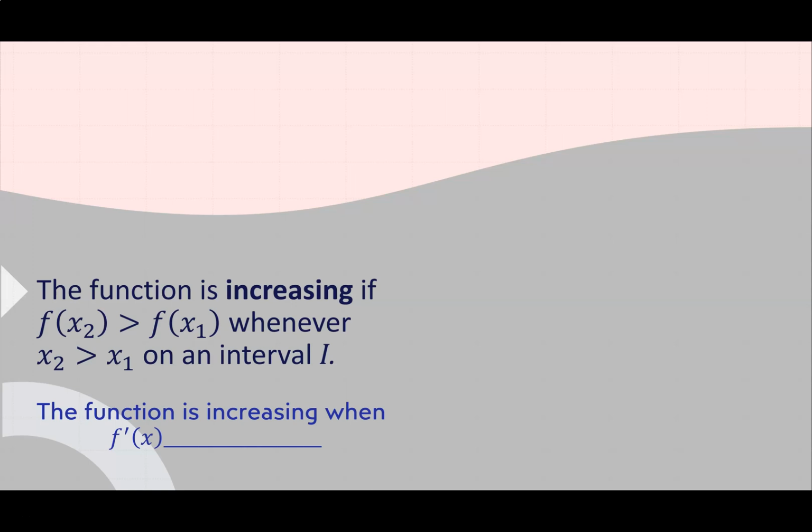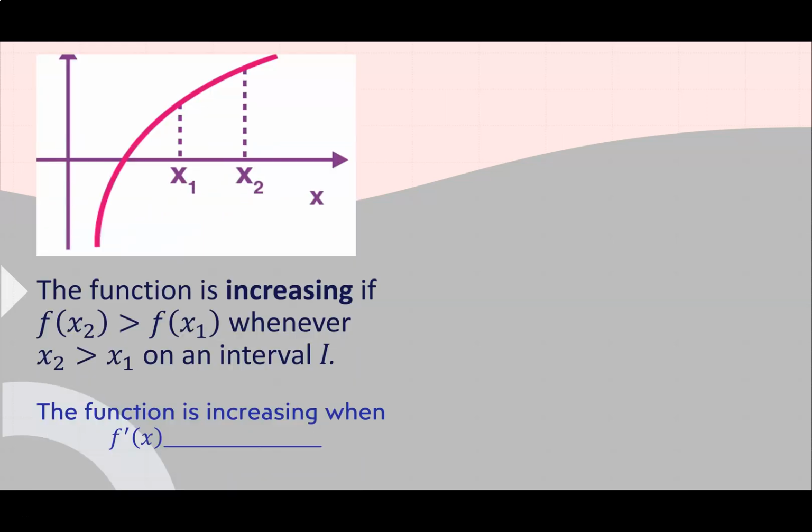A function is increasing if f of x2 is greater than f of x1 whenever x2 is greater than x1. Now, that is a mouthful, right? I'm going to put a picture up and then you'll see what I mean by that. What this all means is if you are moving from left to right, meaning x2 is greater than x1, right? If you have that, then what will happen? Here is f of x1 and here is f of x2.